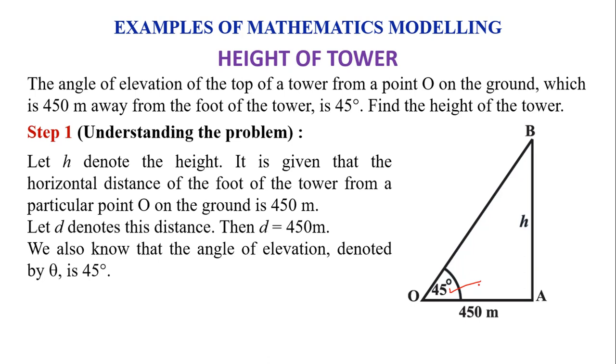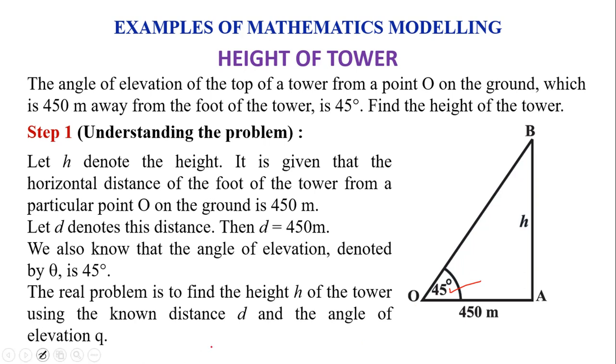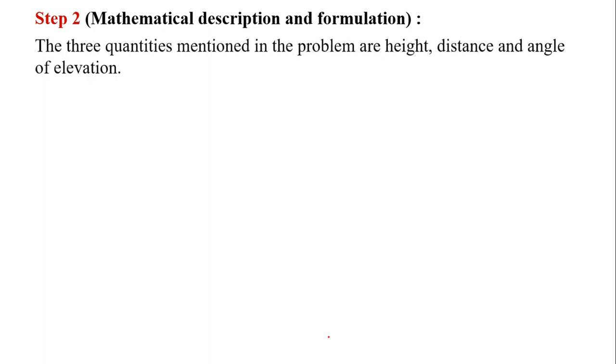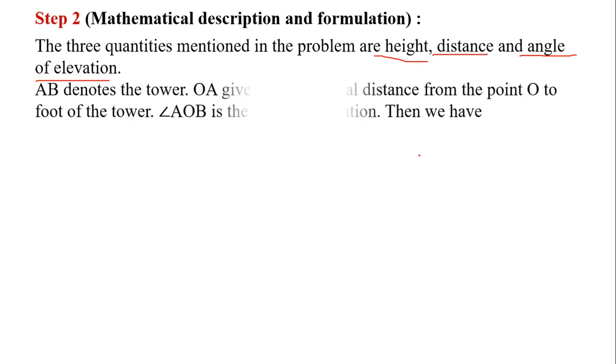Now we have to identify what is given and what we have to find. So the real problem is to find the height of the tower using the known distance, that is d is given, and the angle of elevation is given, this is theta. So now the next step is mathematical description and formulation. How will we describe it mathematically? The three quantities mentioned in the problem are height, distance and the angle of elevation, that is 45 degree. Distance is 450. So how do we connect these three with each other?